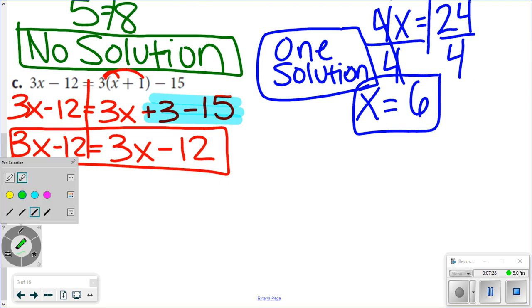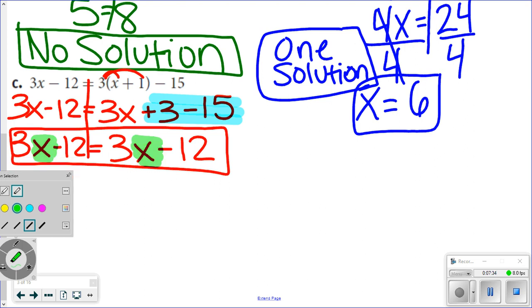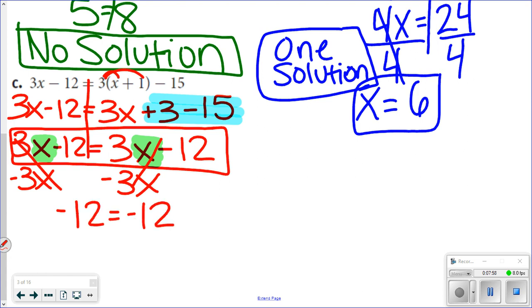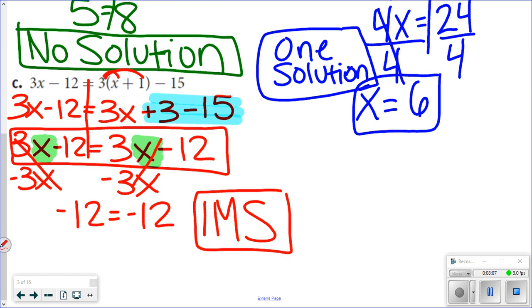So any number that we plug in or substitute in right there for x is going to give us a true statement. 3 times 2 minus 12 equals 3 times 2 minus 12. Or we could take this a step further and subtract 3x from both sides. Negative 12 equals negative 12. That is always going to be a true statement. Therefore, our answer here is infinitely many solutions. IMS.